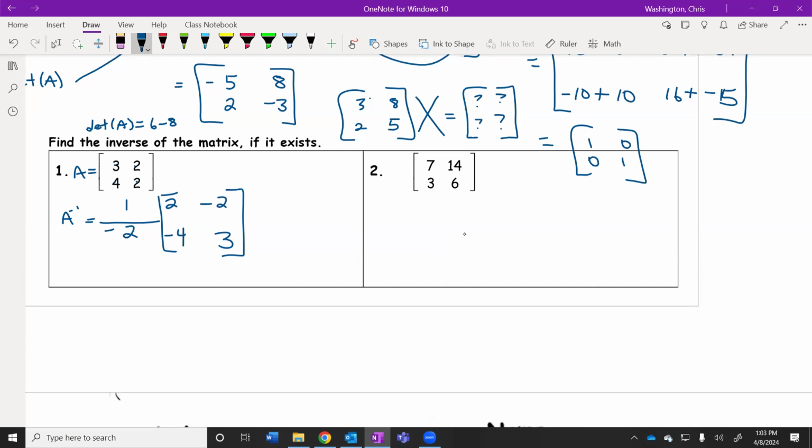Now tomorrow, it might be easier to leave the -1/2 out front to start with, and do the -1/2 at the very end tomorrow. We'll get there tomorrow though. But for today, I just want you to go ahead and multiply each element times this number on the outside. So we get 2 times negative 1/2 is negative 1. Negative 1/2 times negative 2 is positive 1. Negative 1/2 times negative 4 is positive 2. And negative 1/2 times 3 is just negative 3/2.